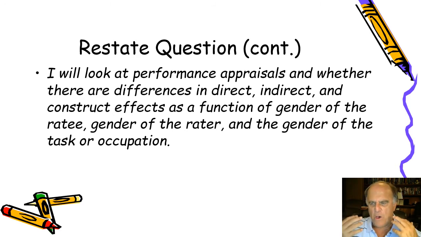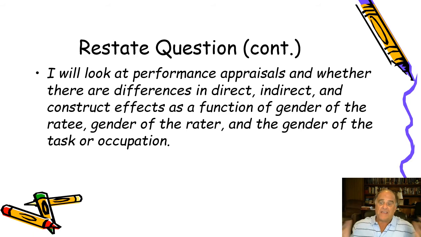And it may help either in your own mind or in your writing to restate the question then, to make clear what question you're stating, that you're looking at performance appraisals and whether there are differences in direct, indirect, and construct effects, that's different types of bias, as a function of gender of the ratee, gender of the rater, and the gender of the task or occupation.